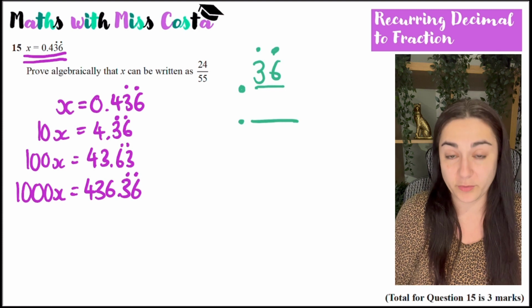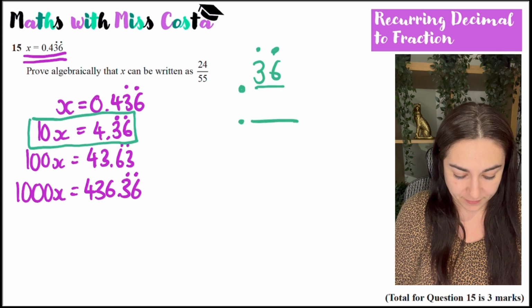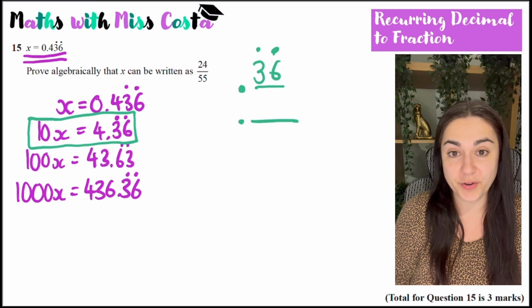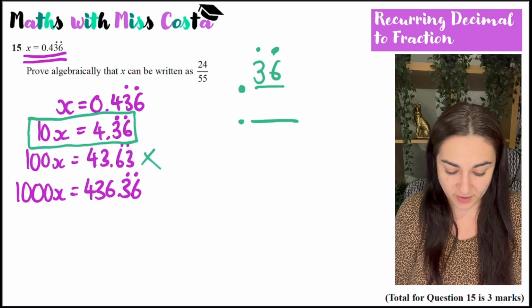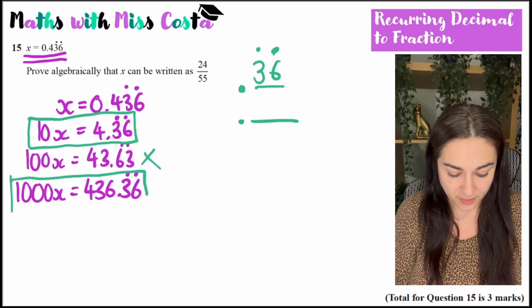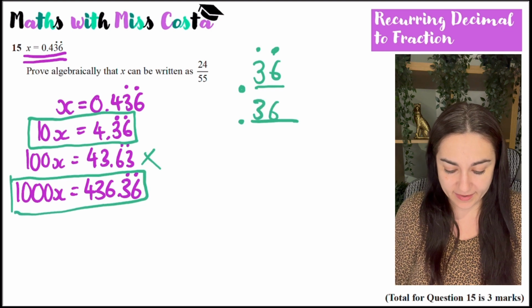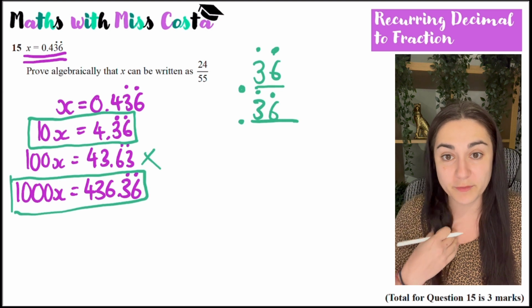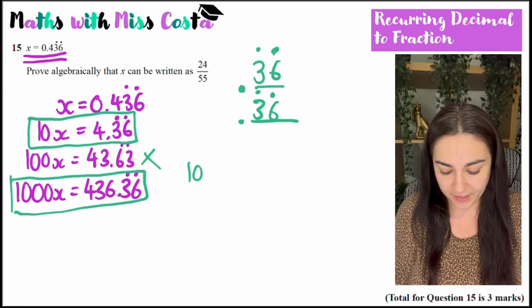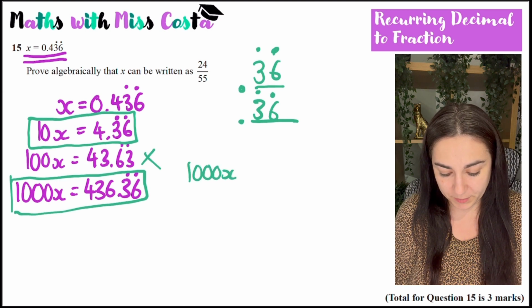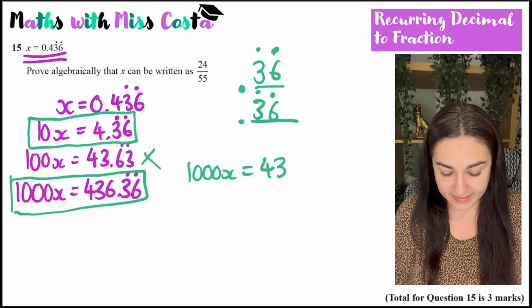Now what you're looking for is that the part after the decimal point is your recurring bit. So in this case, it's 0.36, and I have that with 10x, and then I need to look for when I next have that again. So with 100x, I don't have that, but with 1000x, I do. So I end up with 0.36 being after the decimal point for both of these. So then I can use both of these and subtract them.